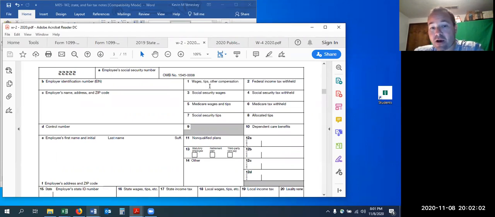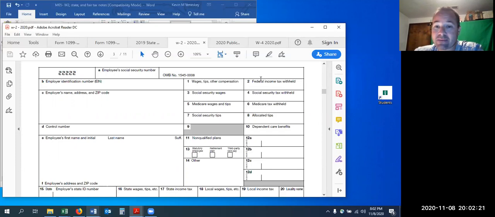So just because box 1 may say $50,000, you may have actually made $54,000, but you just had money taken out for medical premiums, for FSA, for different items that are not taxable. And so that's why this number may not ever be quite as high as what you actually make.